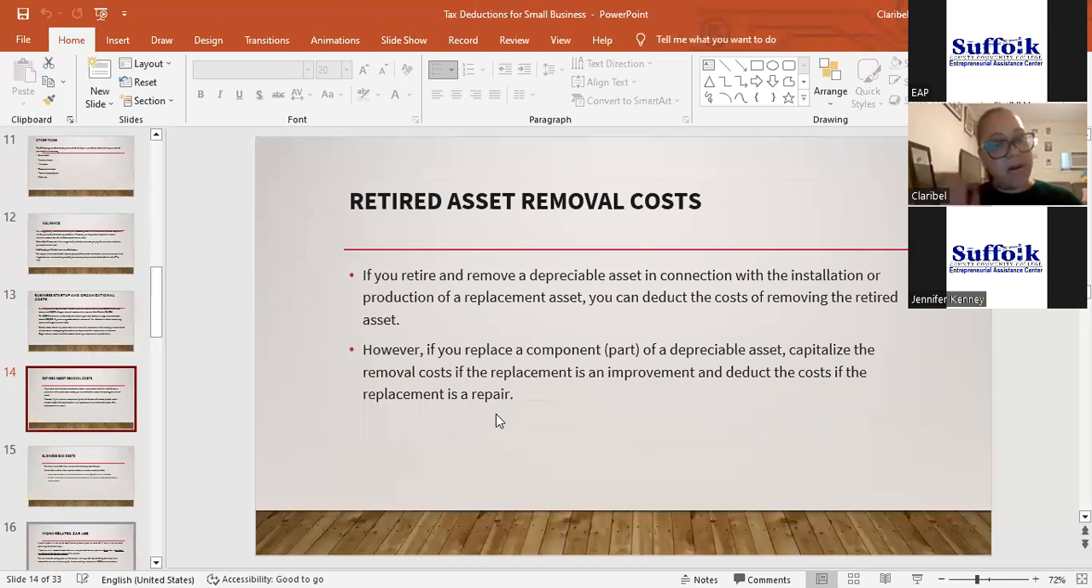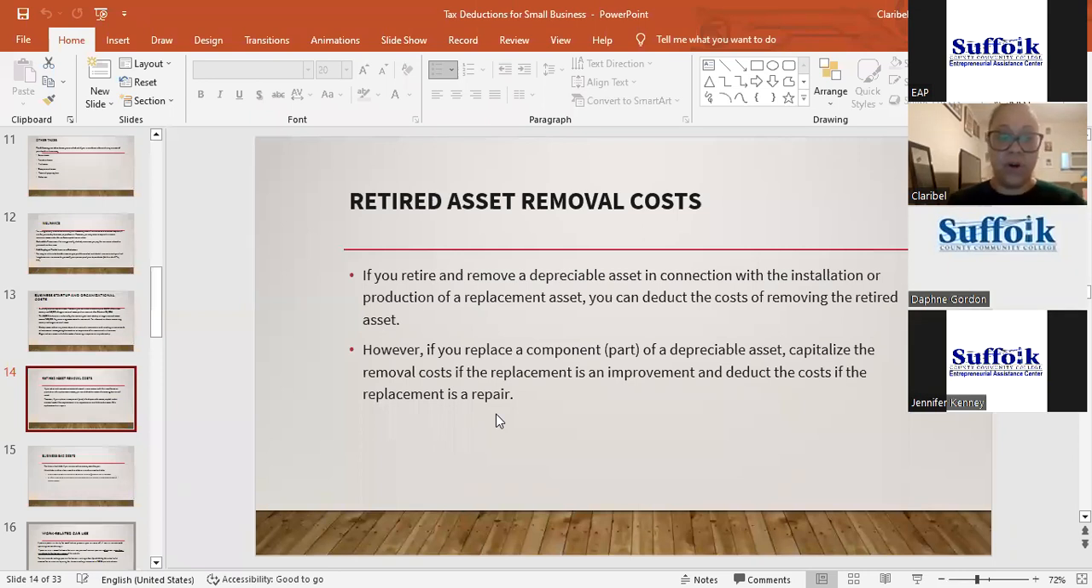Any retired assets removal. So let's say you purchase an asset, and I don't know if you were here for the last presentation about how to read your financial statements. When you purchase an asset, it will go on your balance sheet as an asset. Like if you buy a machine that costs, say, $50,000, that machine goes into your balance sheet as an asset, and you wouldn't expense the whole thing. You would expense it over time as depreciation, little by little, until it's completely depreciated.